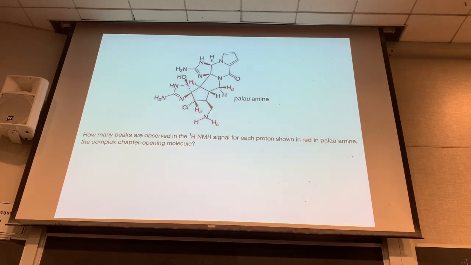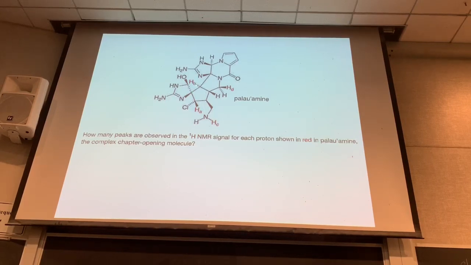So let's look at HA here. And it's alpha to chlorine, so it's probably around 3 ppm. And then how many neighbors does it have in the next carbon over? Well, there's a hydrogen here. This is a methine hydrogen on this carbon here. So it would be a doublet. Notice there's no hydrogens at this quat center. Okay, so a doublet about 3.5 there.